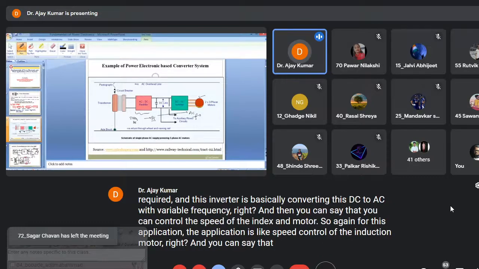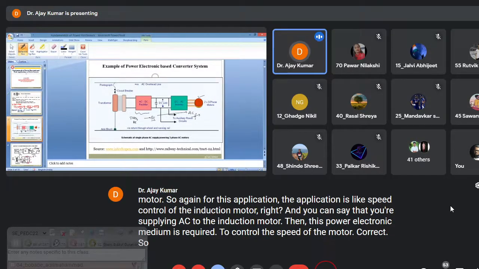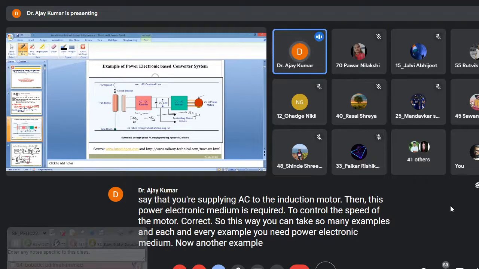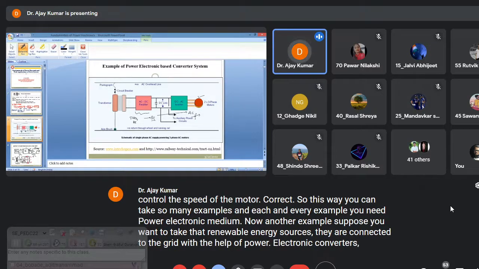So this way you can take so many examples, and each and every example you need a power electronic medium. Now another example, suppose you want to take renewable energy sources, they are connected to the grid with the help of power electronic converters. Suppose you can take an example of solar photovoltaic system.